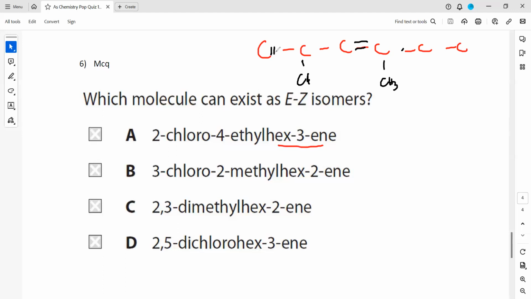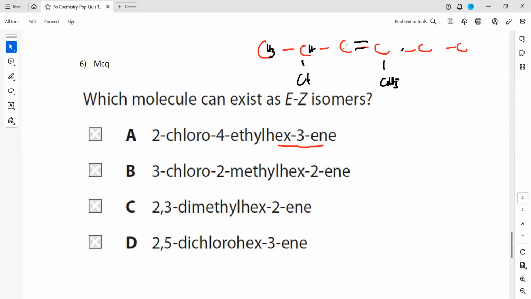Then this will have three hydrogens, because hex means six carbon atoms are there. Second position, I have chlorine attached. That's 2-chloro. And fourth position, I have ethyl attached. So this is the fourth position, because it's the same thing, 1, 2, 3 or 1, 2, 3. So this is the fourth carbon. So ethyl is attached. Sorry, I wrote methyl, but it should be ethyl. So I should make C2H5.